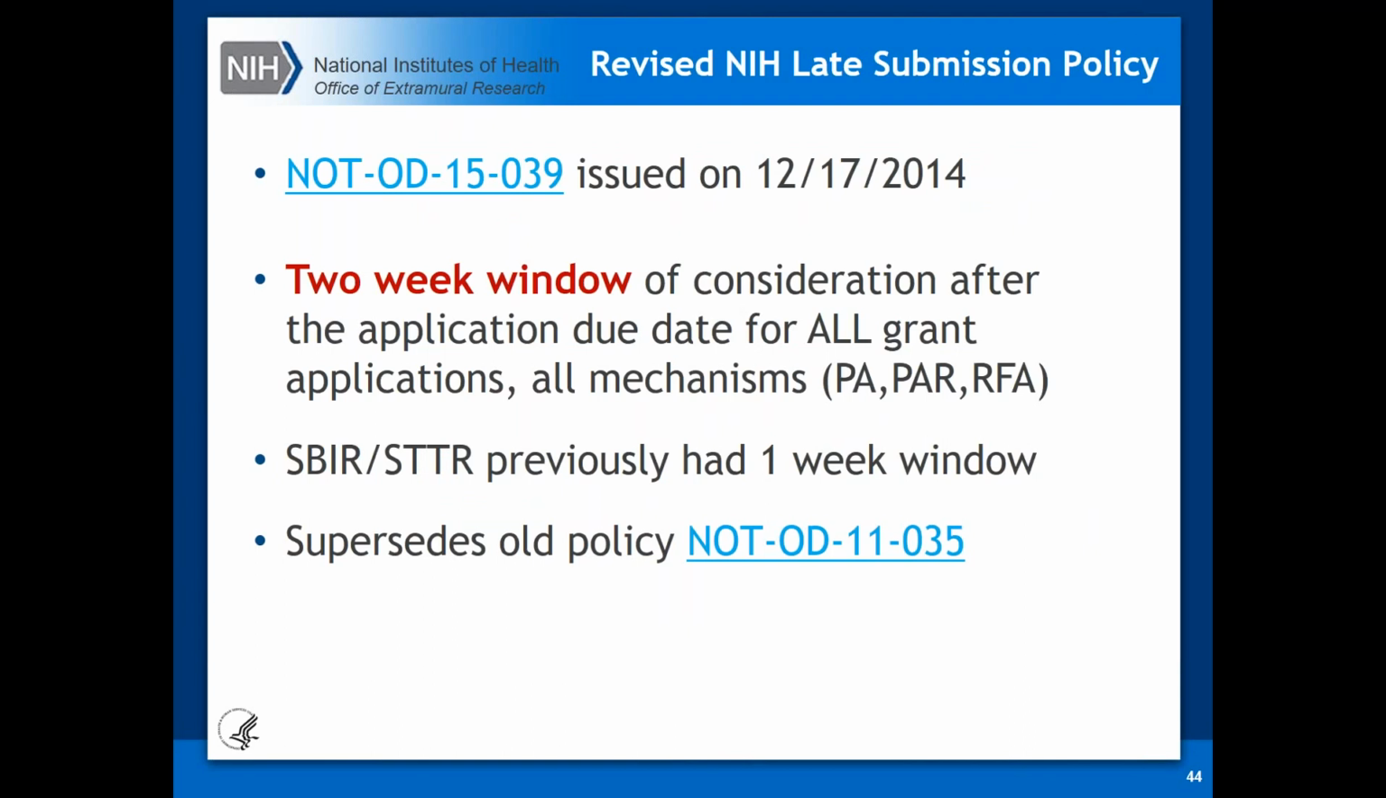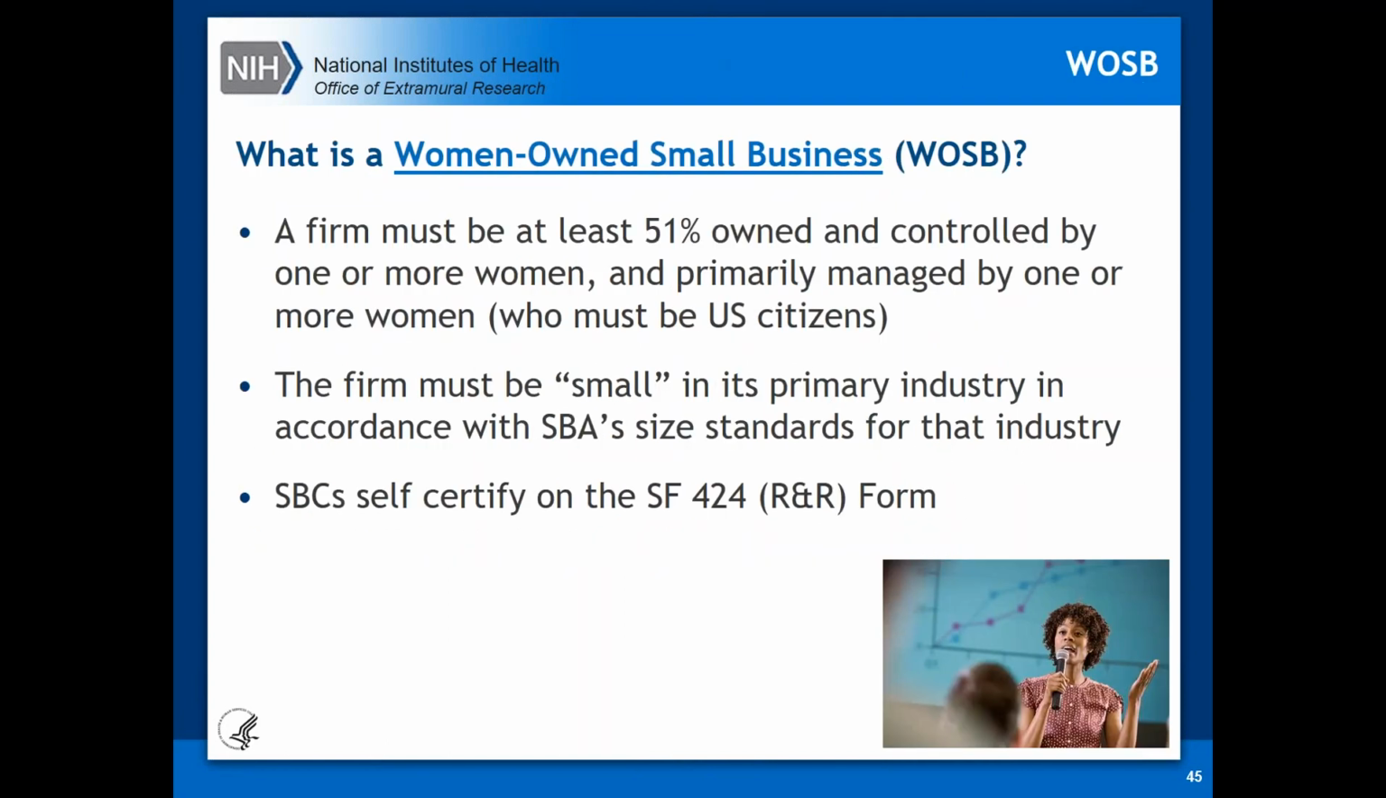Okay, so the next slide. Some people get concerned about the fact that they may have missed the deadline by a few minutes or so, so you have to read the revised NIH late submission policy. Note that registrations take 6 to 8 weeks. So if you're doing your registration for one of those 5 required registrations the day before an application due date, then unfortunately you wouldn't be able to get it in on time. The notice issued on December 17, 2014, talks about our late submission policy. There is a 2-week window of consideration after the application due date for all grant applications. SBIR STTR previously had a 1-week window, and this supersedes the old policy. So there is a 2-week window for explanations as to why your submission was late.